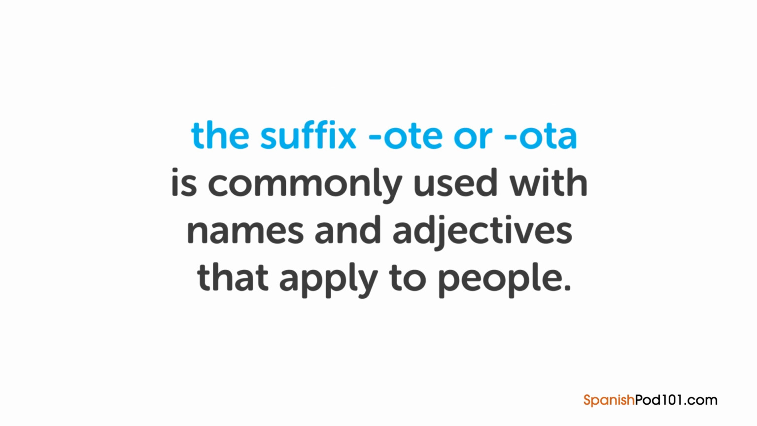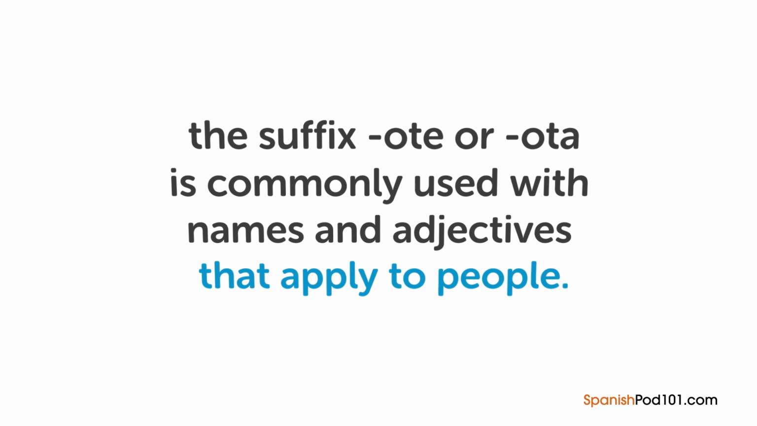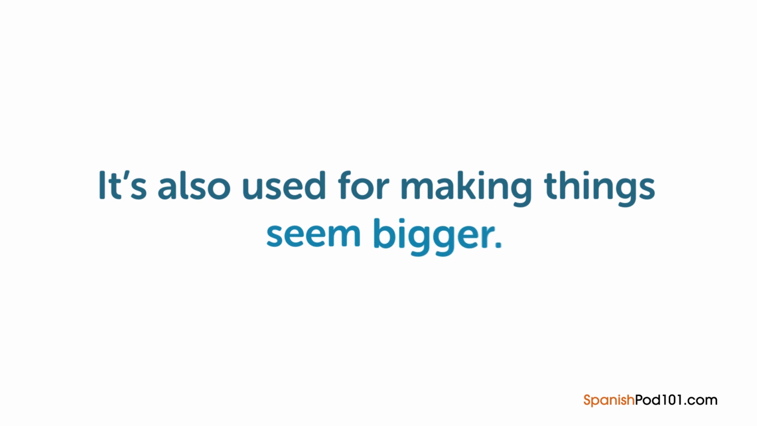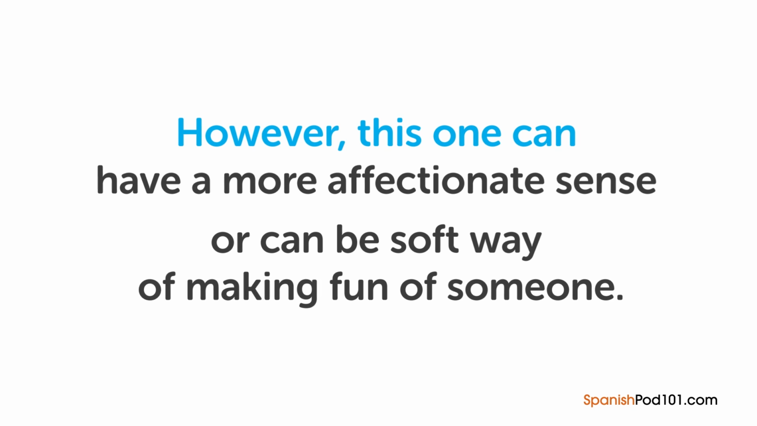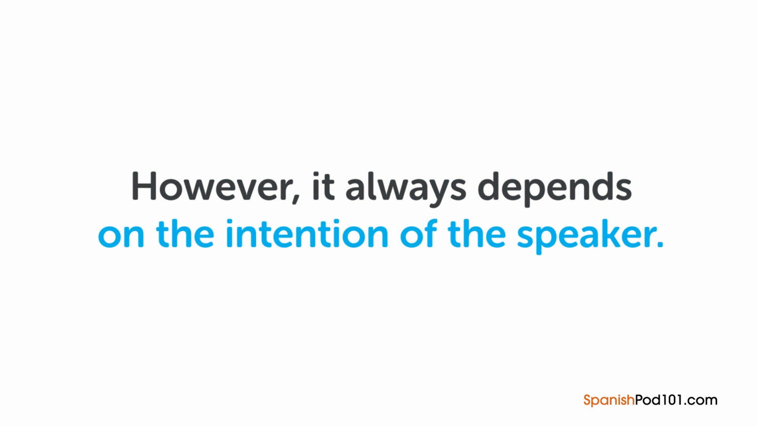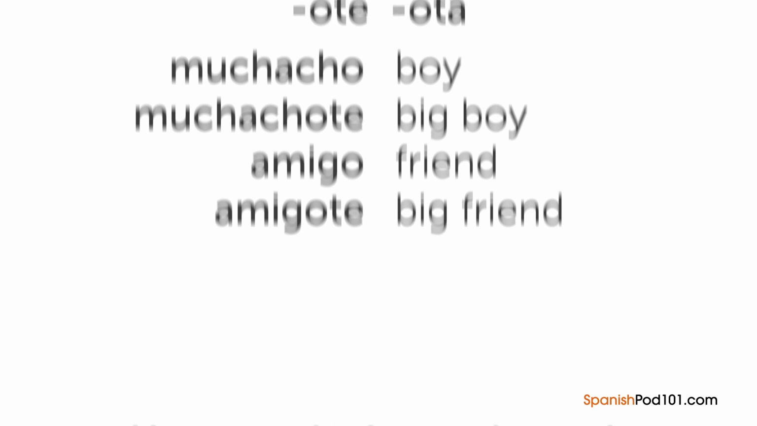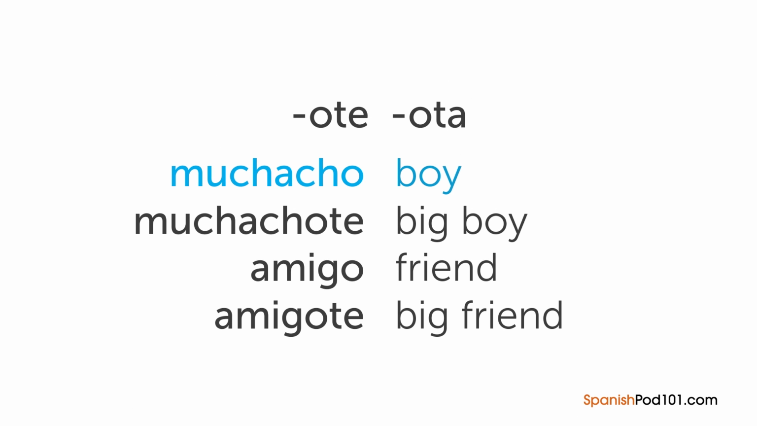Lastly, the suffix ote or ota is commonly used with names and adjectives that apply to people. It's also used for making things seem bigger. However, this one can have a more affectionate sense or can be a soft way of making fun of someone. However, it always depends on the intention of the speaker. For example, from muchacho, boy, to muchachote, literally meaning big boy, and with amigo, friend, we get amigote. This could be used by, for example, your father, in a kind way or to make a joke.